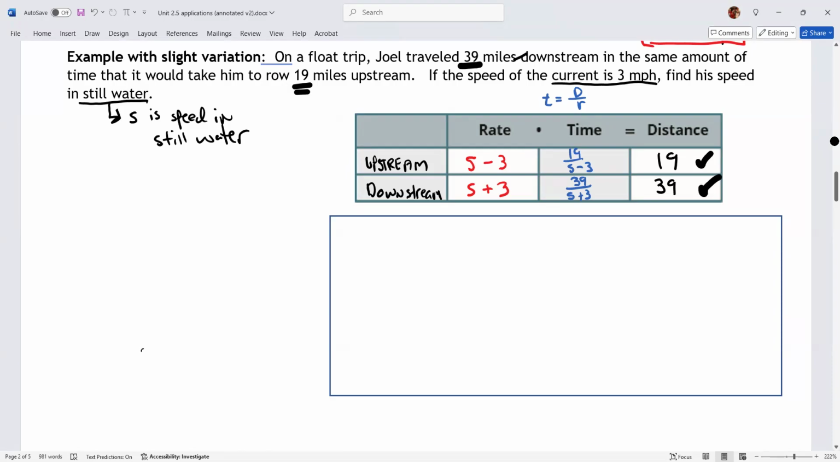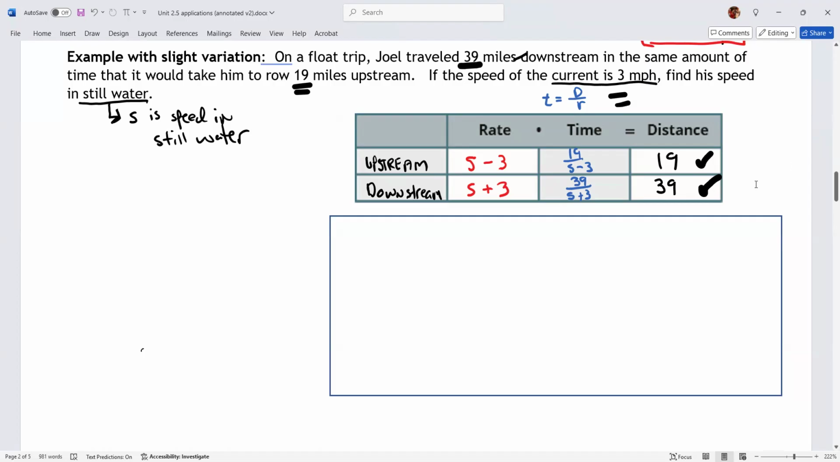Now, S, that looks like a 5, but that's an S. That's the speed in still water. I don't know what it is, so that's my variable. Upstream, the current works against me, so it's going to be my speed minus 3. Downstream, it's working for me, so it'll be my speed in still water plus 3, adding the current. So I know the rate and I know the distance. I can compute the time using the same formula, solving it for t, where t is equal to d over r. So I'll represent time as the distance divided by the speed.